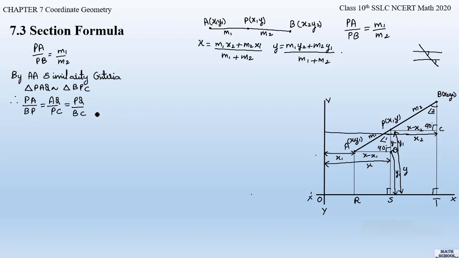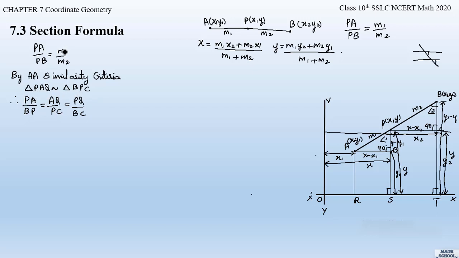Similarly, let us find the BC distance. Again, this is parallel to the y-axis. So what is the distance between point B and the origin? It is the y coordinate of point B, which is y2. Then we take the distance from point C to the origin. At point C, the y coordinate is the same as the y coordinate of point P, which is y, right? So the distance BC is given by y2 minus y, right? So let us substitute all the values in the corresponding sides of the similar triangles which we have written.